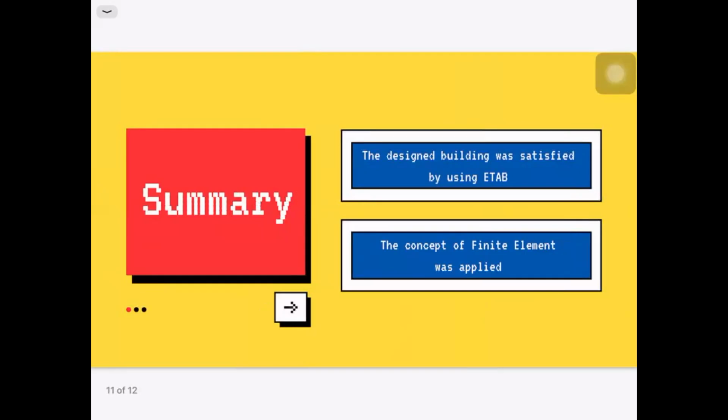So let's summarize what we have discussed today. We have used the ETABS software to design the building, and the designed building satisfies all load conditions. It also follows the standard of ACI 318-14, the reinforced concrete design. And in fact, the finite element concept was applied to analyze and build this building, because the direction of the member, or the local axis, is compared to the global axis of all structural members.